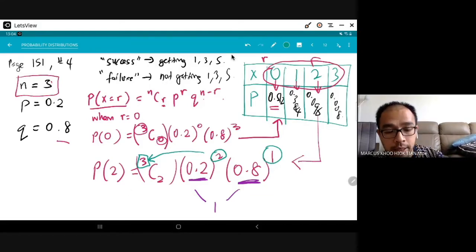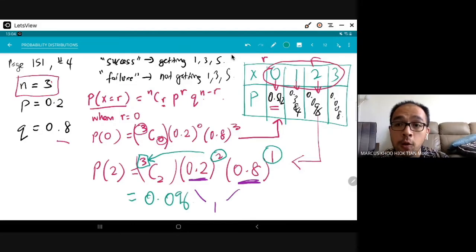Okay, can you calculate this and make sure that you get the answer 0.096? You should be able to. Just be careful when you press the calculator. Okay, make sure you bracket everything. Hold on now.